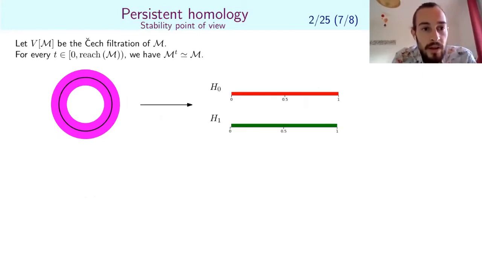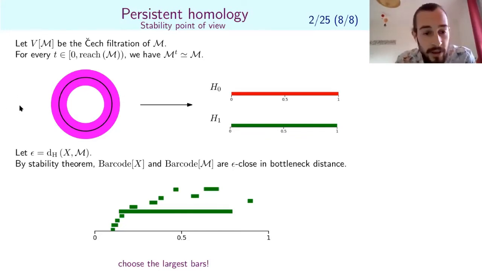Now the stability point of view. It is based on the Čech filtration on the unknown submanifold M. So consider the Čech filtration of M. What we know is that the thickenings of M have the homotopy type of M as long as T is lower than the reach of M. So if you consider just the Čech filtration of M, you obtain a barcode like that. And then you can apply stability. Let epsilon denote the Hausdorff distance between X and M. We know that by the stability of the Čech filtrations and the corresponding persistence modules, the barcode of X is epsilon close to the barcode of M in bottleneck distance. That does not give you a way to read the homology of M at some point. But what you know is that the large bars in the barcode of M remain large bars in the barcode of X. And the strategy here is to select the large bars.